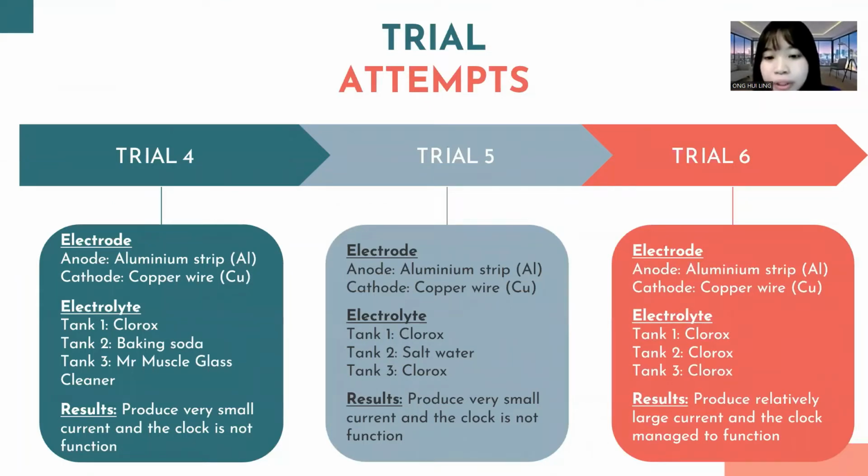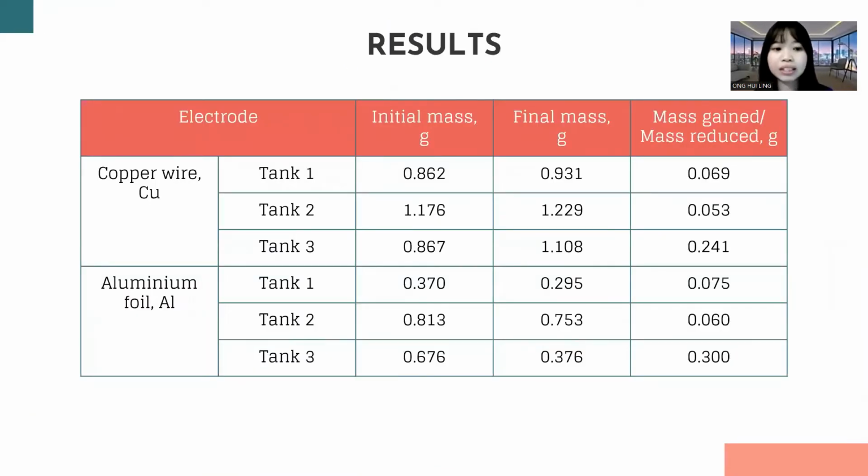For the fourth trial, we used Clorox, baking soda and Mr. Muscle glass cleaner as the electrolytes. For the fifth trial, we used Clorox, salt water and Clorox. All 5 trials failed as the clock did not function. Only in the 6th trial, which used Clorox in all 3 tanks, did the clock manage to function. Only if we use all 3 Clorox as electrolyte do we produce a relatively large current for the clock to function. Next, I will pass the presentation to Yuvaraj.